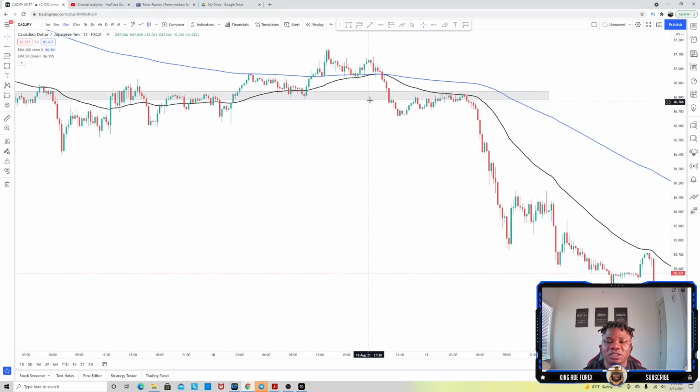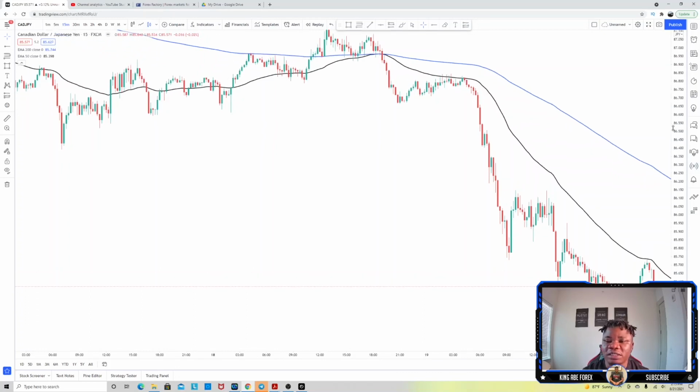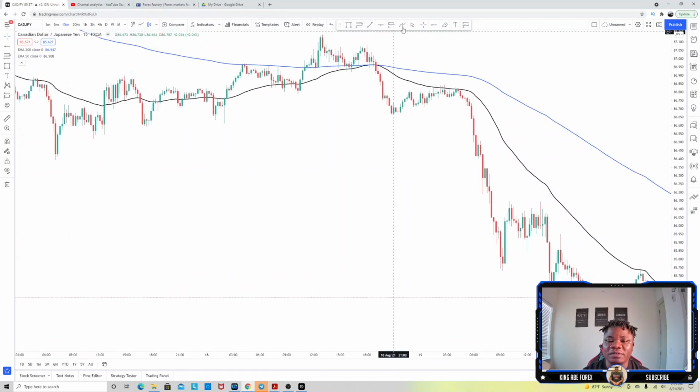Now, if you don't understand how to use support and resistance, let's delete this. With that support and resistance, you're simply waiting for price to reject either the 50 EMA or the 200 EMA. And as we can see, we have that rejection right over here at this area. Now, what we're looking for is price to pull back, and we need to see a bearish engulfing candle. Once we have a bearish engulfing candle, let's put this in replay mode, and I'll show you guys where your entry is going to be for this trade.